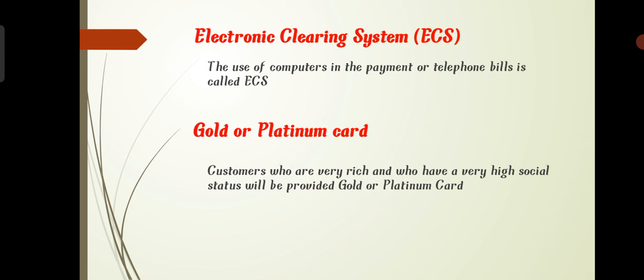Gold and platinum card. Generally, customers are given credit card facility through the banks according to their creditworthiness. The purchases of the customers are restricted up to the available credit, and then this limit is exhausted. Customers who are very rich and who have a high social status will be provided a gold or platinum card. For this purpose, the bank will make a detailed investigation of the person for whom the gold or platinum card is to be used. And this cardholder can purchase in any part of the world.